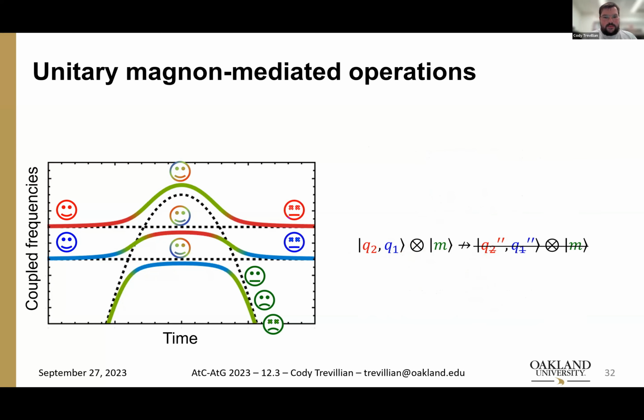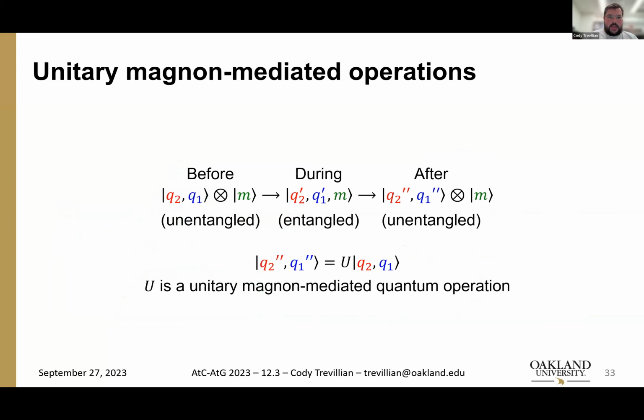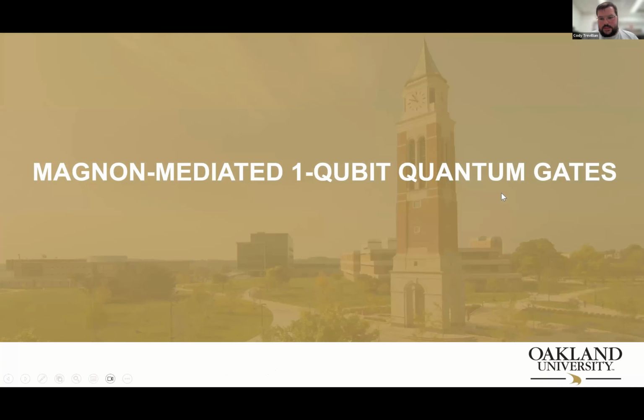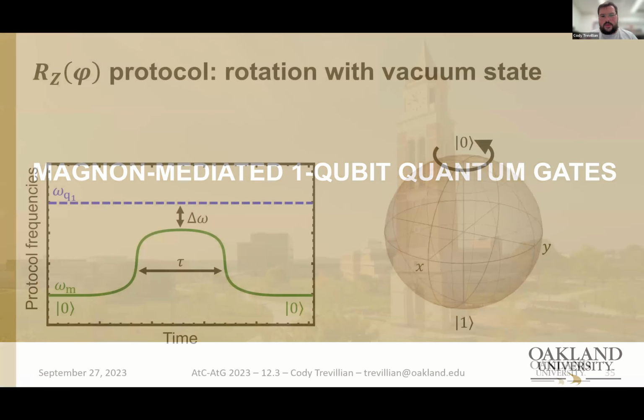And so, again, if there's anything left in our green superconducting system, we can see that this quantum face will become rather sad. So again, before and after, if these systems are unentangled from one another, it's okay that during this operation, they become rather entangled with one another, as long as afterwards, the qubit and magnon systems are unentangled. So that brings us to single qubit gates.